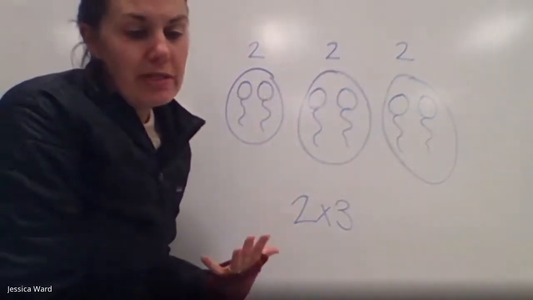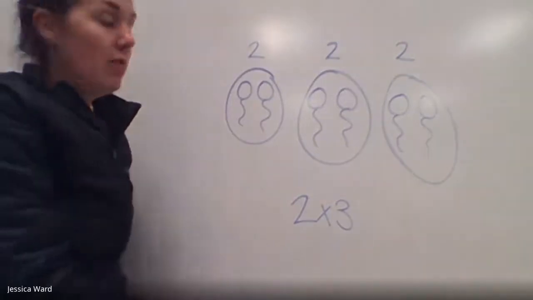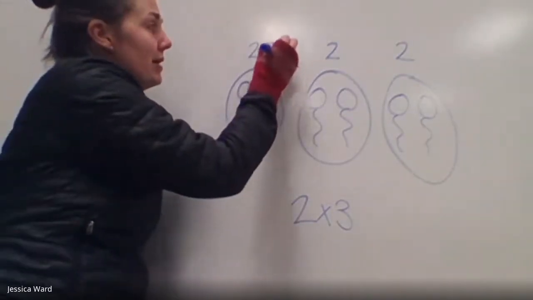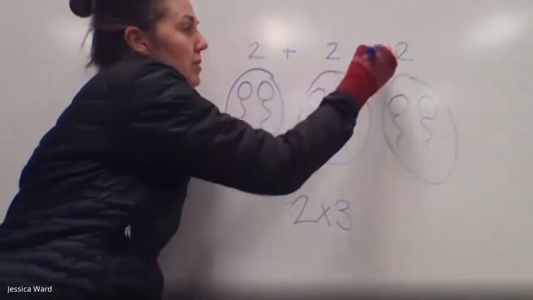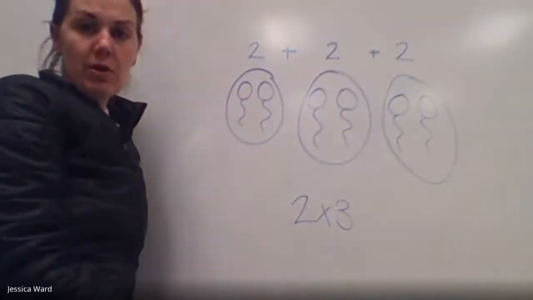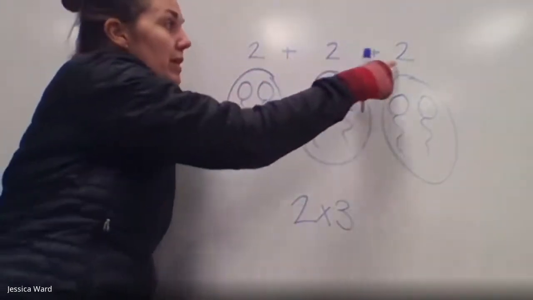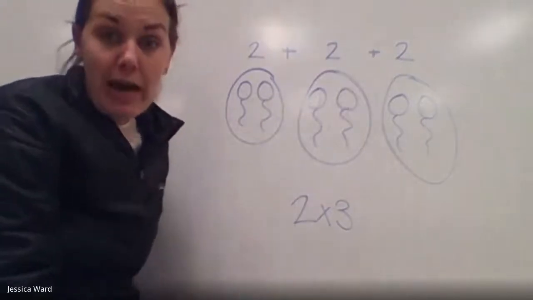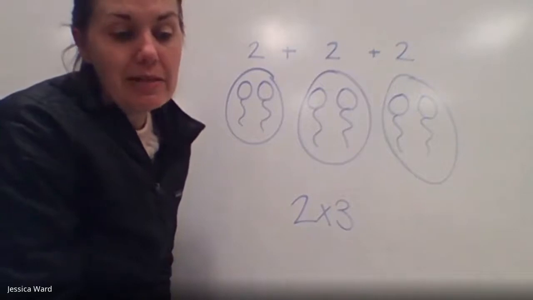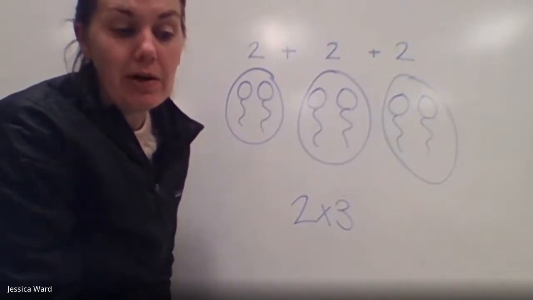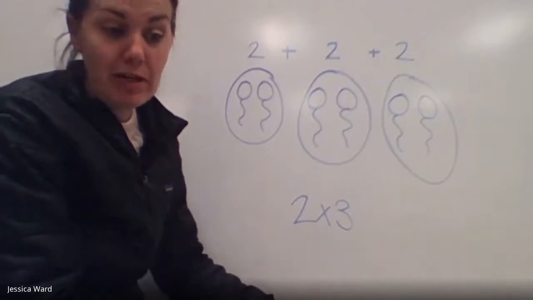So for number 2, it says write an addition equation to represent the total your picture shows. Well, I'm just going to be adding my 2 from this group to my 2 from this group to my 2 from this group. So my addition problem would look like 2 plus 2 plus 2. I'm adding 2 3 times. Now the last one says complete the sentence to describe the equal parts in the picture, then use the same numbers to complete the multiplication equation.